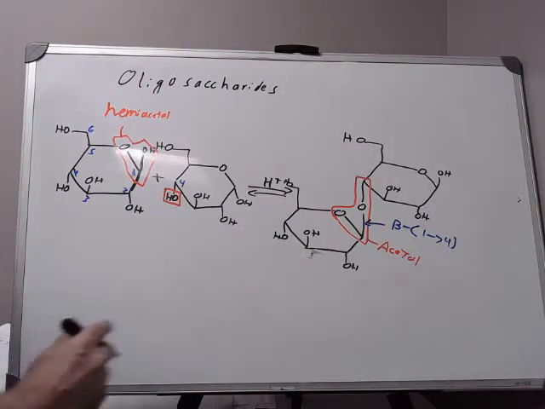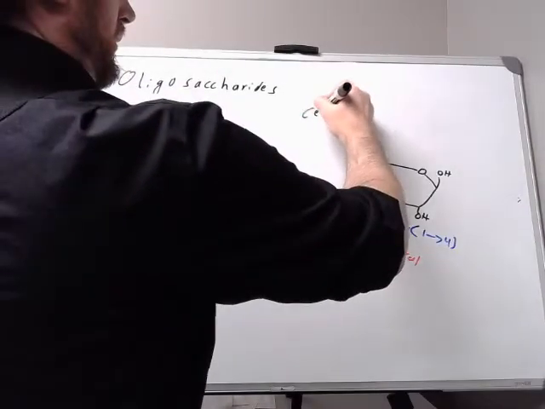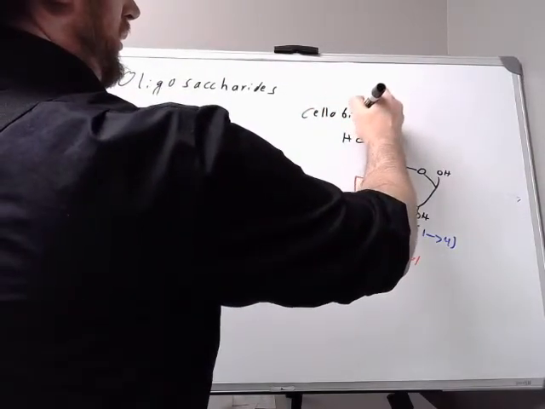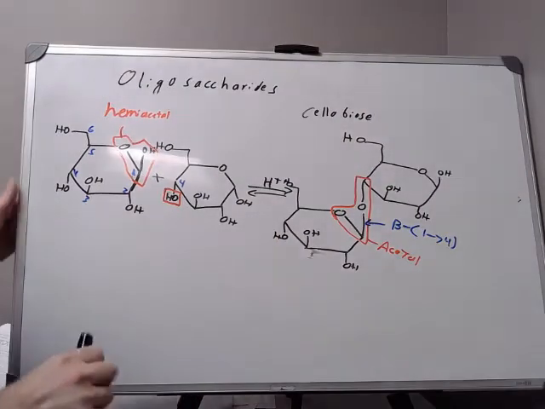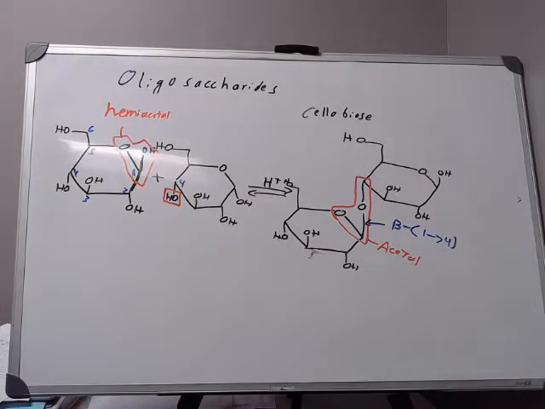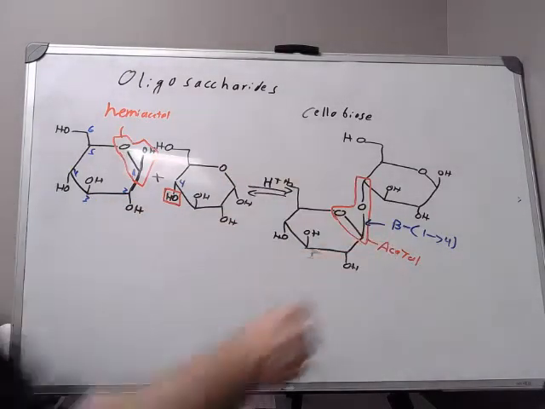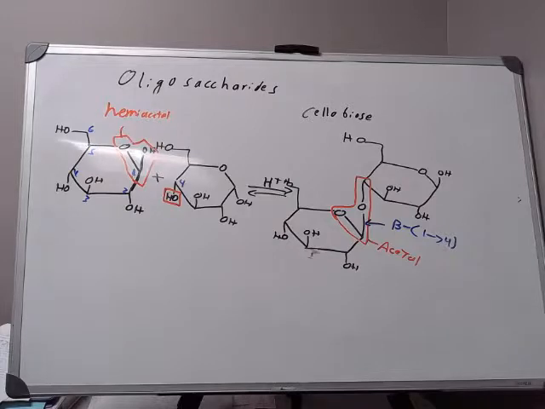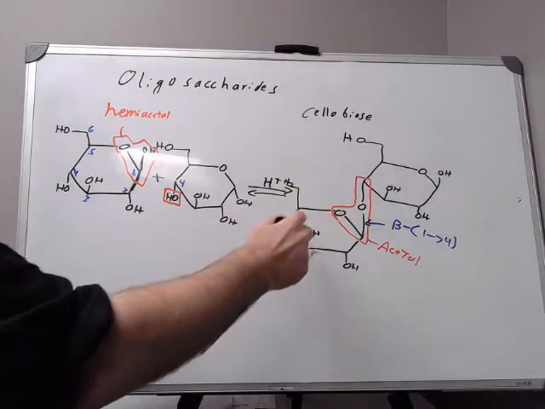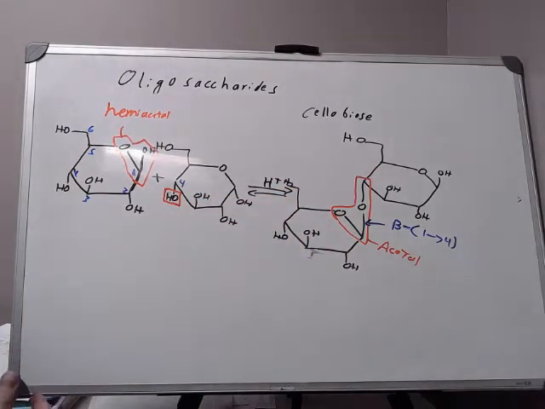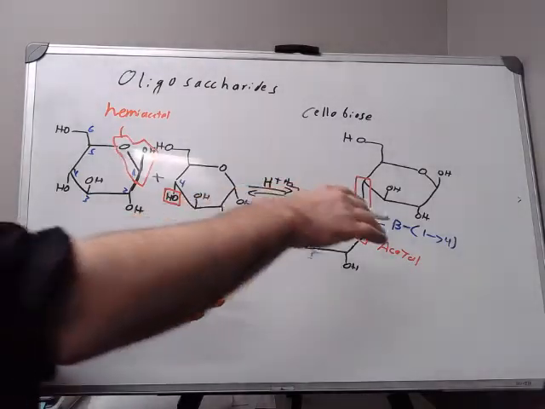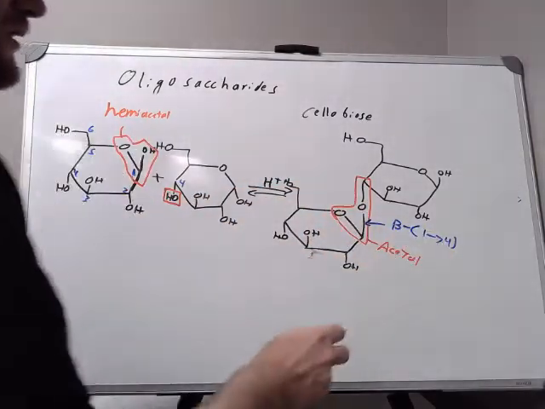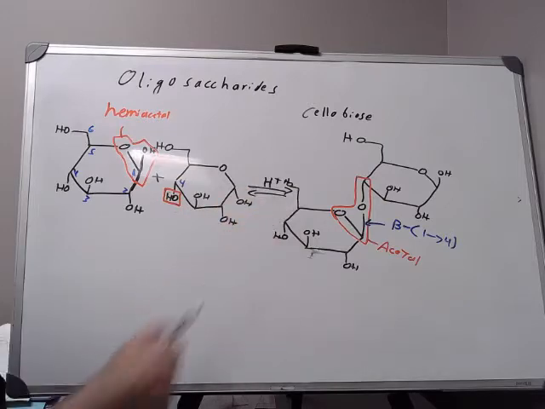This disaccharide is called cellobiose. And unlike maltose, we cannot digest cellobiose. Humans do not have an enzyme allowing them to cut cellobiose in half. So even though it's made of 2 copies of glucose, a sugar we can digest, by combining those glucose with this beta 1,4 glycosidic bond, we cannot digest it.